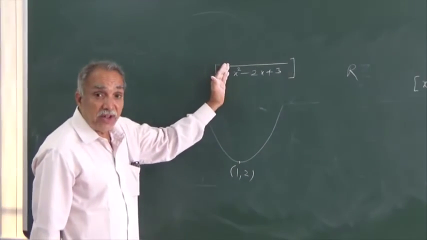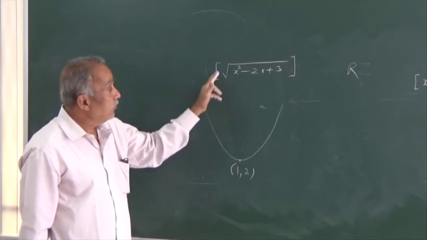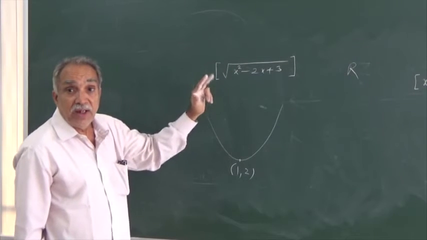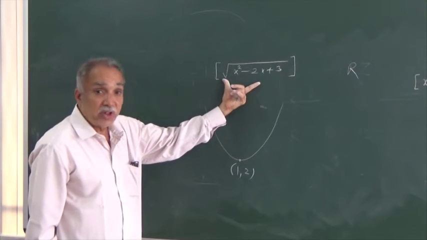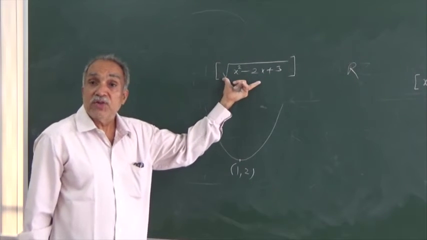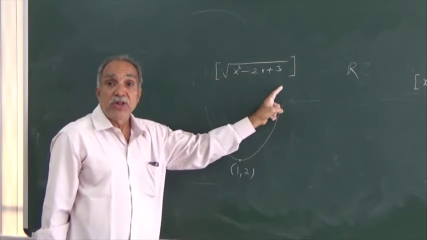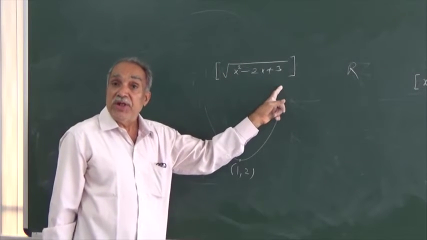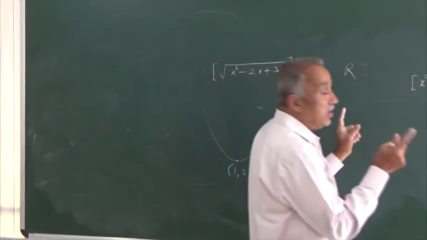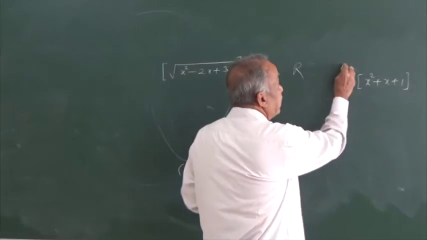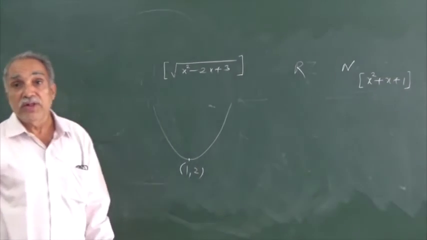The expression x square minus 2x plus 3 lies above 2. Therefore, the square root will lie above root 2. Values this expression takes will always be greater than or equal to root 2. Therefore, integer parts will be greater than or equal to the integer part of root 2, that is 1. The set of all integers greater than or equal to 1 is precisely the set of all natural numbers.